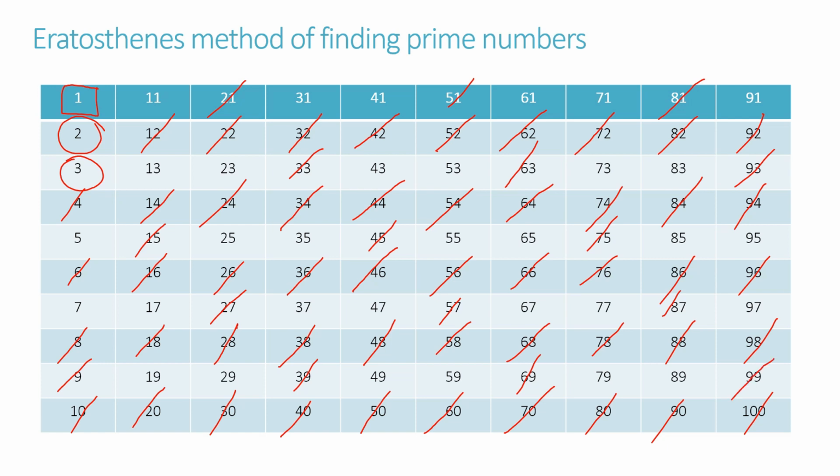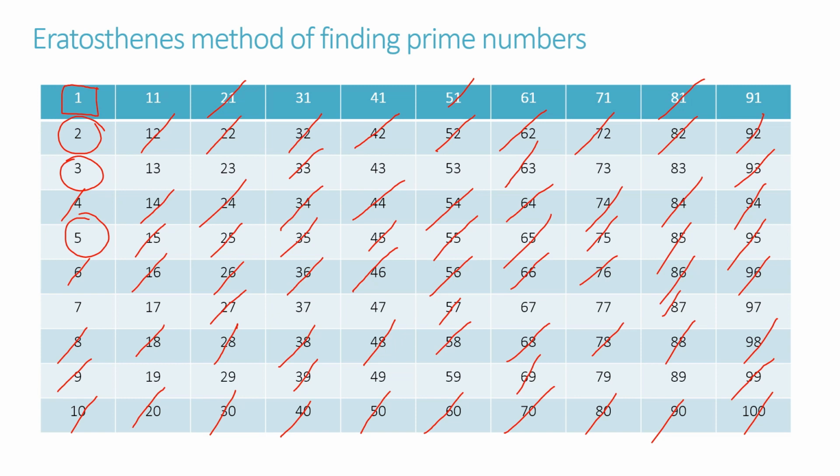Now the next number after 3 not struck off yet is 5. So 5 is a prime number. Draw a circle around 5 and strike out all the multiples of 5. Now 5 is already circled. Start from 10, 15, 20, 25, 30, 35, 40, 45, 50, 55, 60, 65, 70, 75, 80, 85, 90, 95, 100.